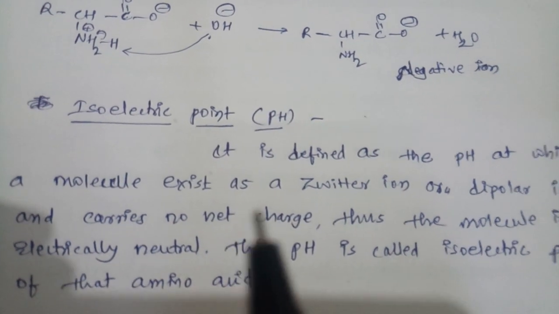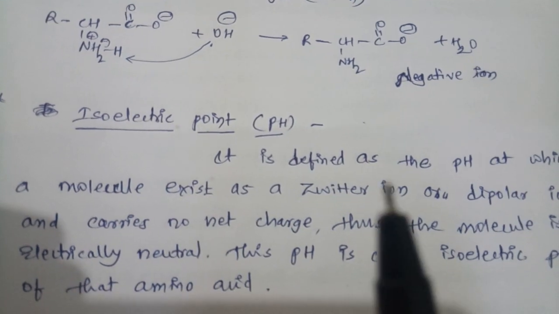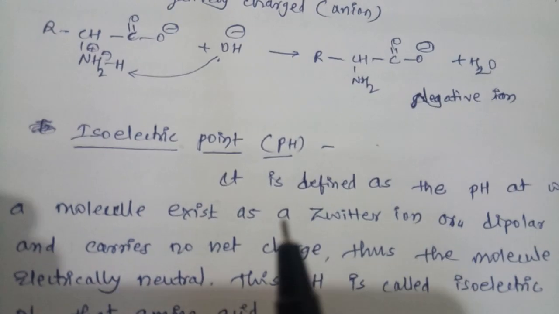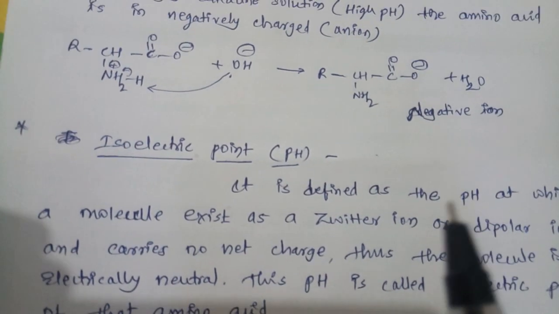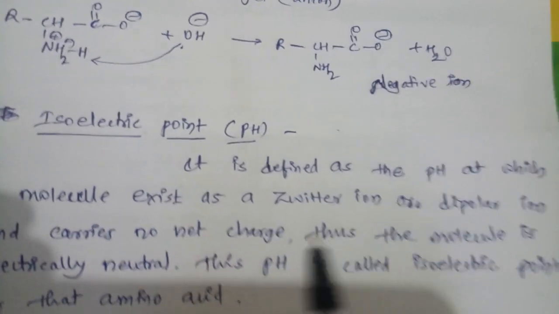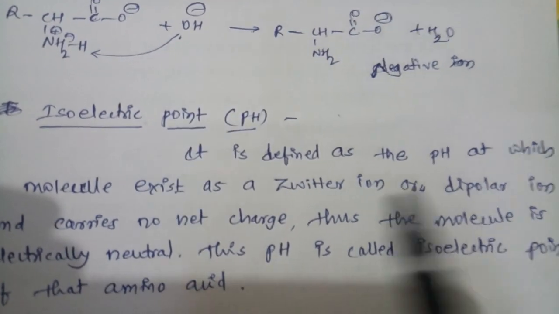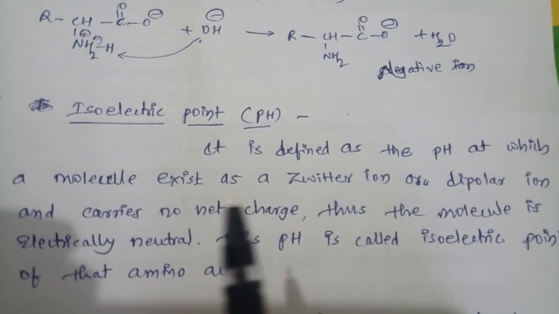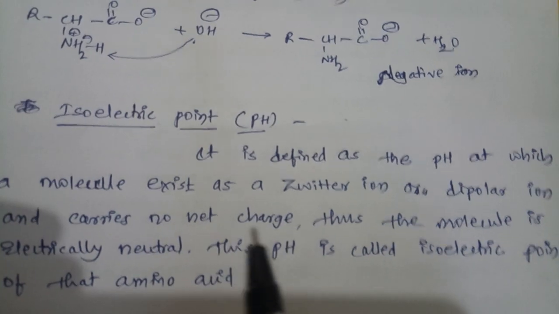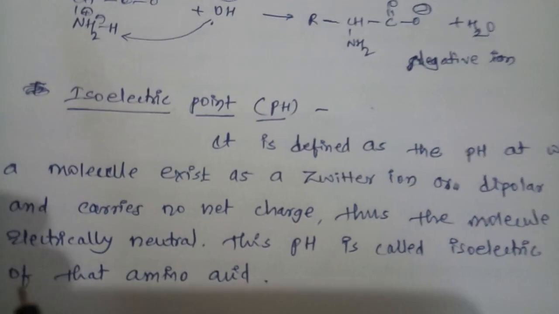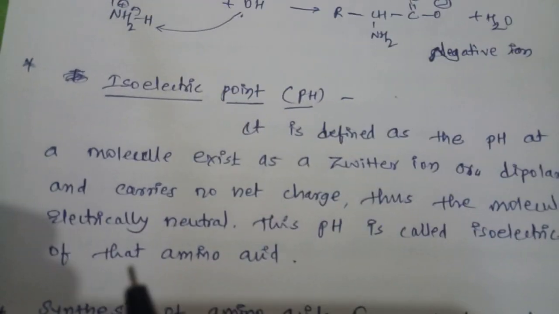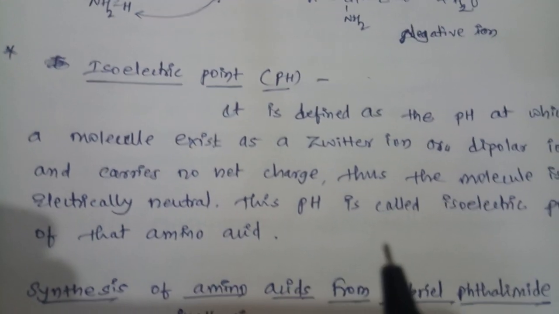At the isoelectric point, this molecule exists as a zwitterion only. Already we have discussed that a zwitterion is a hybrid molecule containing both ionic groups, the positive ionic group as well as the negative ionic group. So here the molecule exists as a zwitterion or dipolar ion and carries no net charge. Thus the molecule is electrically neutral. This pH is called the isoelectric point of that amino acid.